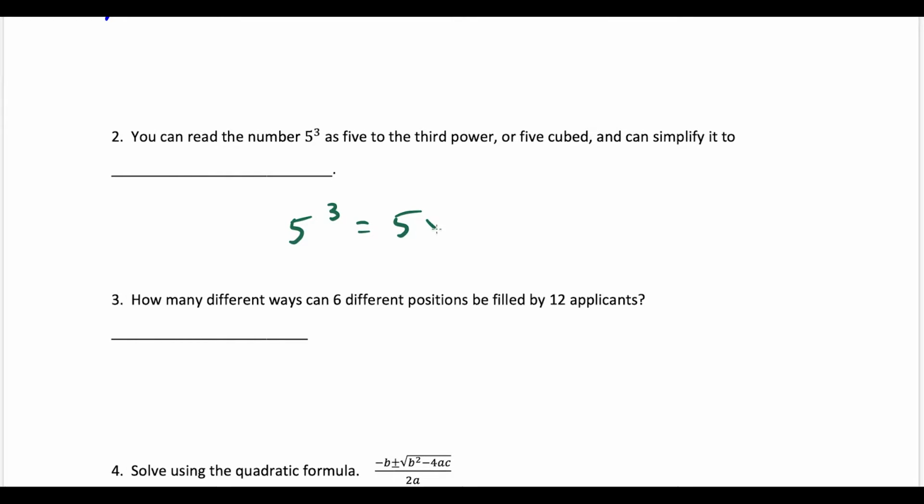So question 2, we have 5 to the third power, and this exponent up here, 3, tells us to multiply the base 5 by itself 3 times. And then 5 times 5 is 25, and then times 5 again is 125. So here's our solution to 2.